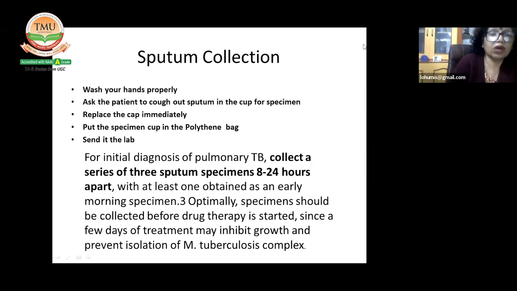Overall, nurses play a critical role in TB prevention and control by providing comprehensive care, education, and support to the patient with TB and their families, as well as implementing infection control measures to prevent the spread of the disease. I think it was clear.